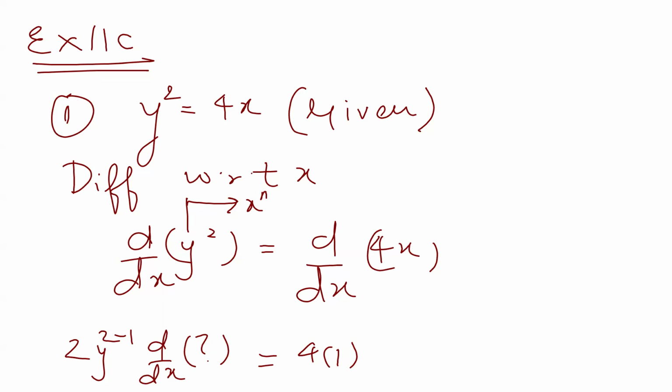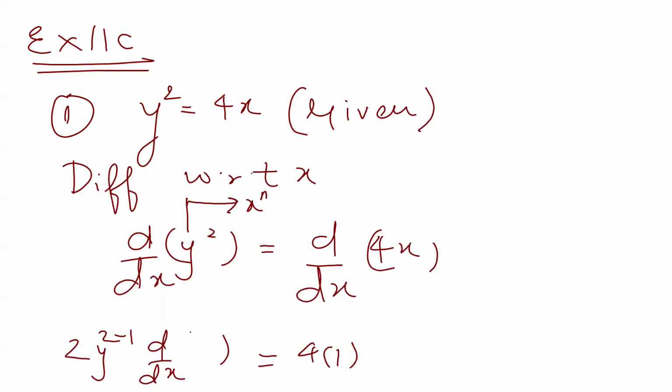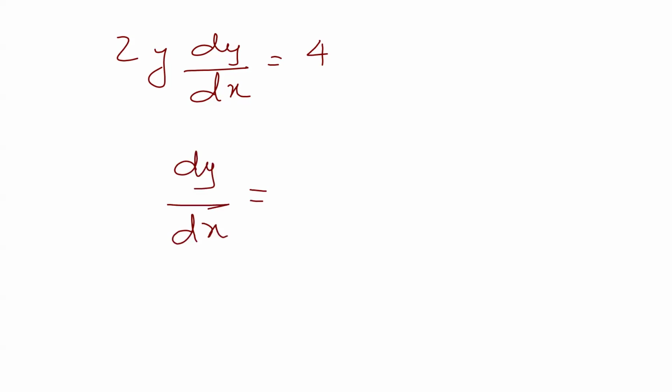That is due to the chain rule. I hope you all remember differentiation, derivatives, because x is getting replaced with y. So 2y dy by dx is equal to 4. I'll write it on the next slide. So dy by dx is equal to 4 upon 2y. Dy by dx is equal to 4 upon 2y, right?